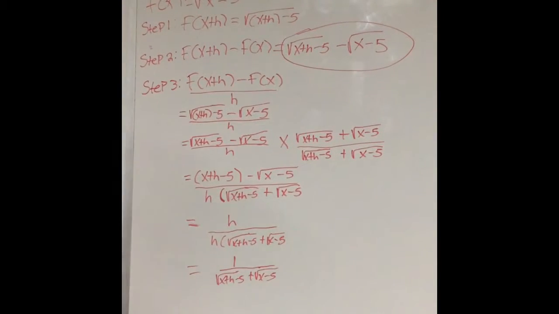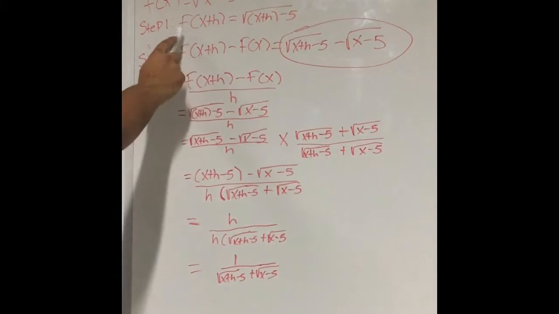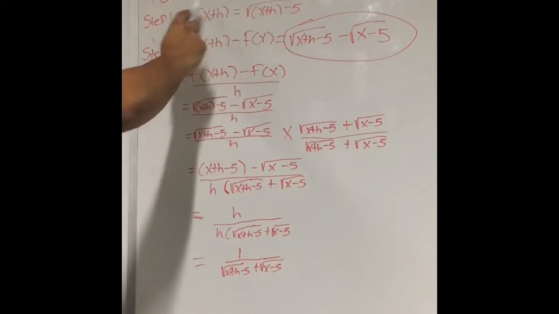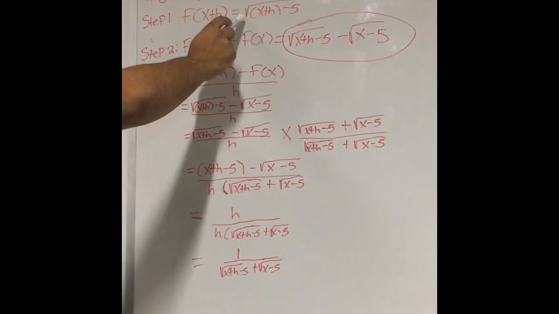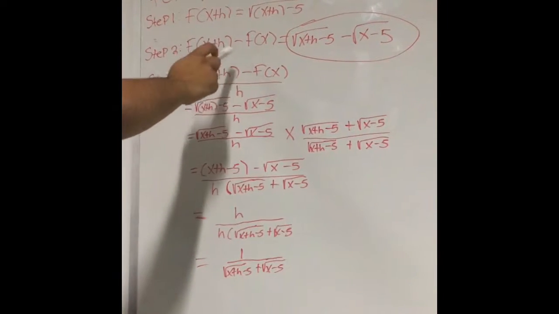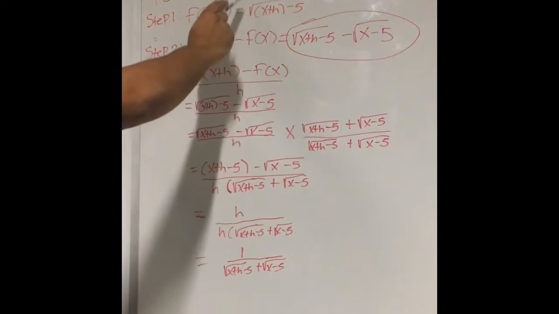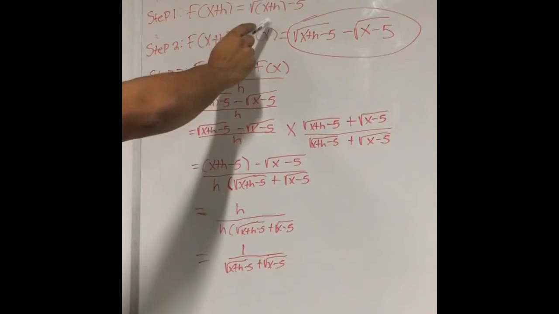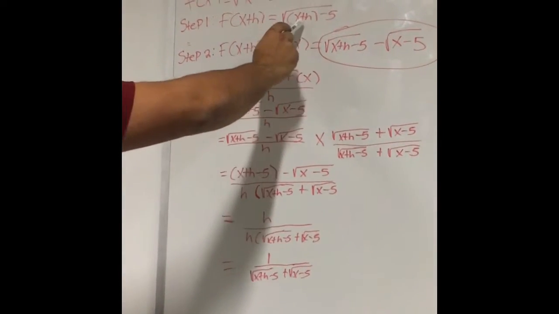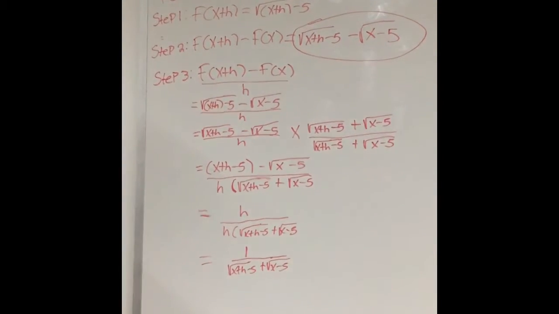For step 1 of the four-step process, we would use the equation f(x plus h), and we sub in x plus h into all of the x variables, where there's only one in f(x) equals root x minus 5. So we sub the x plus h into the x, which would give us root x plus h minus 5. That's step 1 of our four-step process.